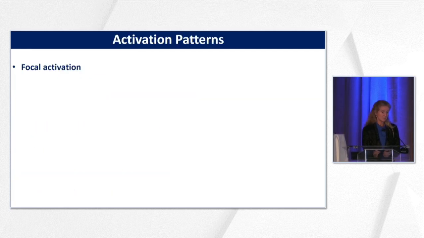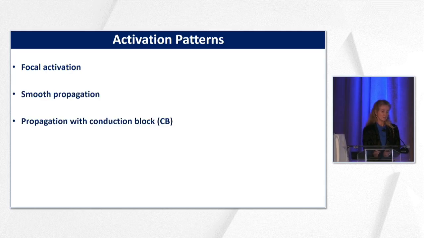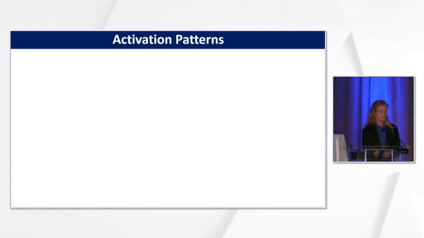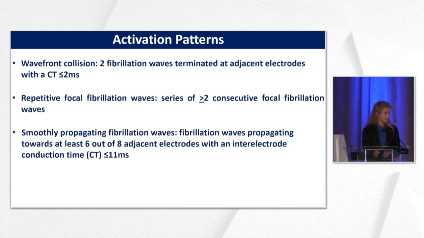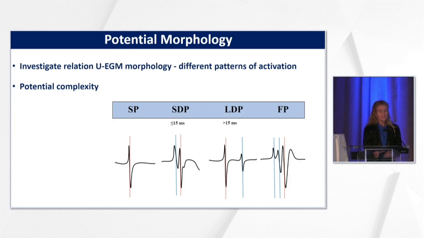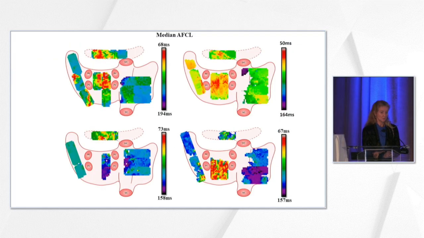So we started to analyze the patterns of activation. We classified them as focal activation, smooth propagation, propagation with conduction block, collision of fibrillation waves, and remnant activity. We didn't know how to call it, but we frequently observe that in patients with persistent atrial fibrillation, you have very tiny fibrillation waves covering only a few electrodes. So we provided them with definitions, but because my time is going quite fast, I will skip this. And we related it with the electrogram morphology. So we classified them as single potentials, double potentials, and fractionated potentials, and we measured also voltages.